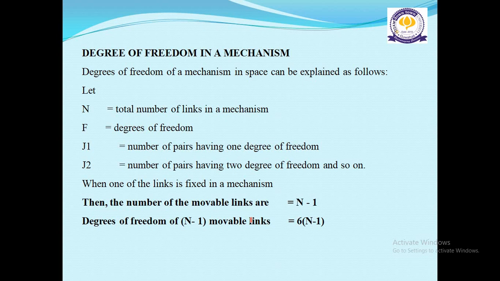Let N be the total number of links in a mechanism, F the degrees of freedom, j1 the number of pairs having 1 degree of freedom, j2 the number of pairs having 2 degrees of freedom, and so on. So if we fix one of the links in a mechanism, then the number of movable links is N minus 1, and the degrees of freedom of the N minus 1 movable links is equal to 6 into (N minus 1).